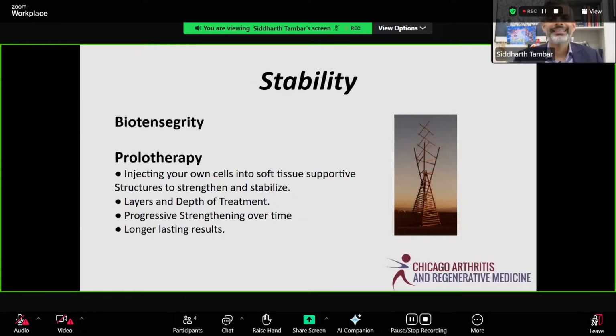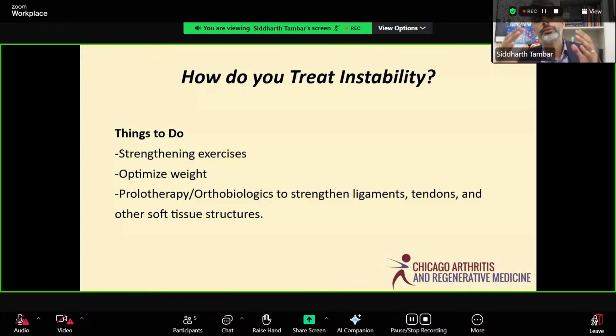So prolotherapy is the idea that if you have someone that has some instability around the joint, if you would inject your own cells or other fluid into those soft tissue structures, and you treat all the layers of depth that are damaged in that area, in that joint or tendon, then you can get a progressive strengthening of that joint over time that generally will not only improve stability and function, and then pain and inflammation, and will generally give longer lasting results as compared to most of the other treatments that are typically done non-surgically for arthritis and tendonitis.